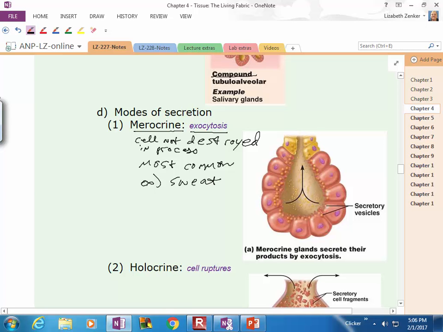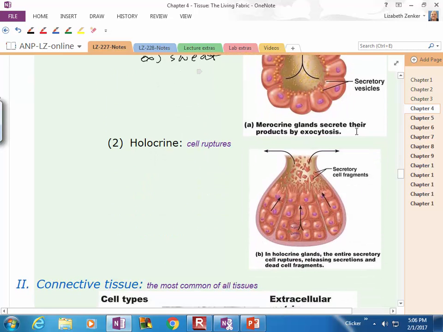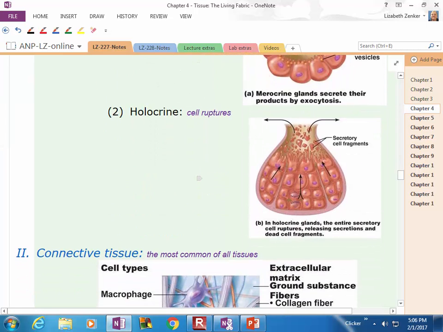Okay. So the contents are released from a vesicle inside of the cell that fuses with the cell membrane and then allows us to secrete it out. Okay. As opposed to a holocrine one, this is where the cell ruptures. That means due to a buildup of product, it's then replaced by underlying cells.